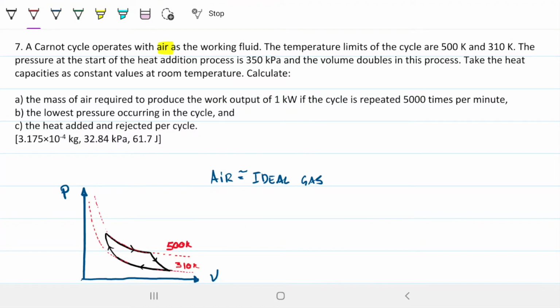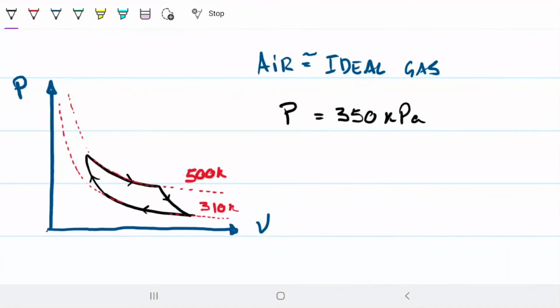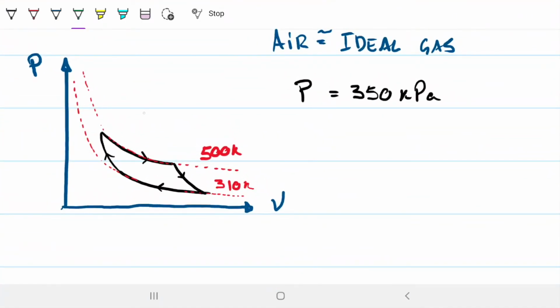The pressure at the start of the heat addition process is 350 kilopascals. This is at the start of the heat addition process. If you recall, the heat addition process occurs on the isothermal expansion, so this is the heat addition process, heat in, and on the isothermal compression, we have our heat rejection phase, so this is heat out. So right here, at the start of the heat addition process, we have the pressure of 350 kilopascals.